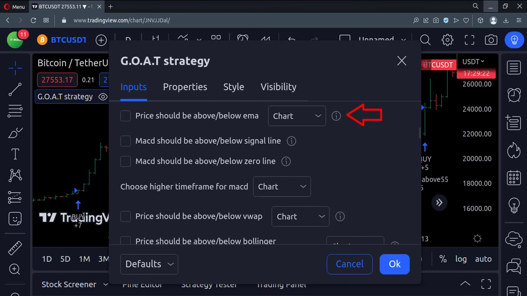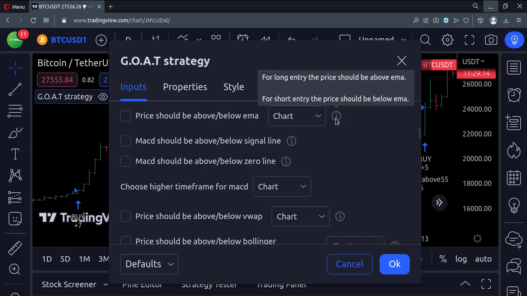Then we have an entry criterion for the EMA. Let's see what the tooltip of this option has to say. It says that, for long entry, the price should be above the EMA. And for a short entry, the price should be below the EMA. Also, you can choose a higher time frame EMA from here.